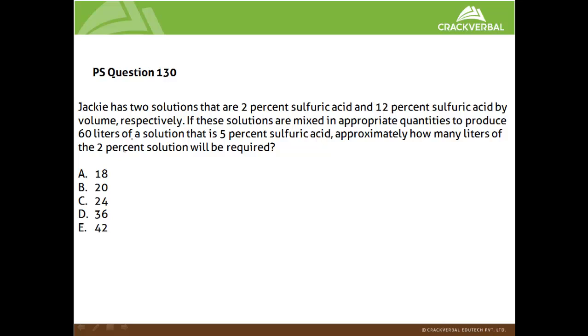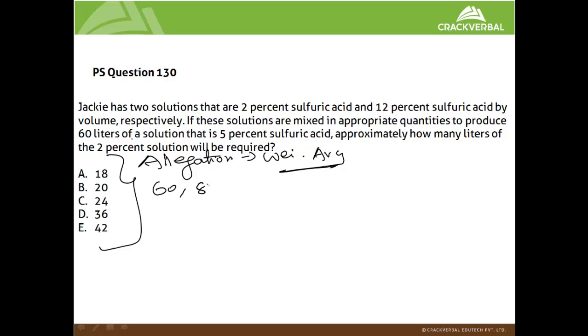Now let's see the alligation way of solving this question. The alligation way is the weighted average concept; alligation is nothing but weighted average. So what is a weighted average? Very simple. Say if I give you two numbers, 60 and 80, and ask you to find the average, 140 divided by 2, we will say 70.